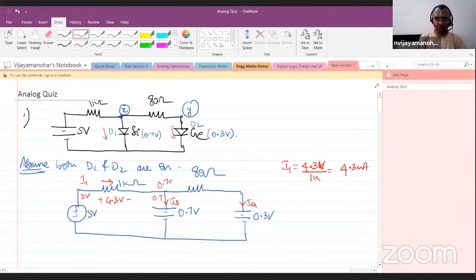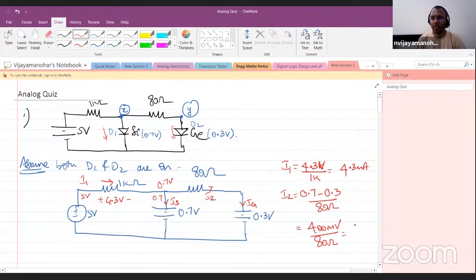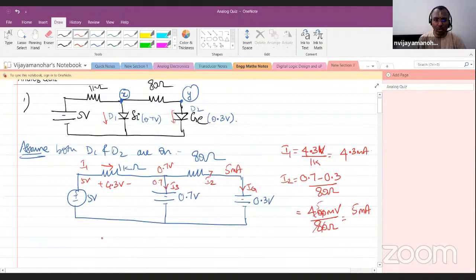Now this is 0.7 volt. This is, let me say, I2. Now I2 is equal to 0.7 minus 0.3 divided by 80 ohms. So this is 0.4, 400 millivolt divided by 80 ohms, which is nothing but how much? 5 milliamperes. So 5 milliampere is I2. Now I2 is equal to IG, because they are in series, the same current will flow. I2 equal to IG equal to 5 milliamperes.